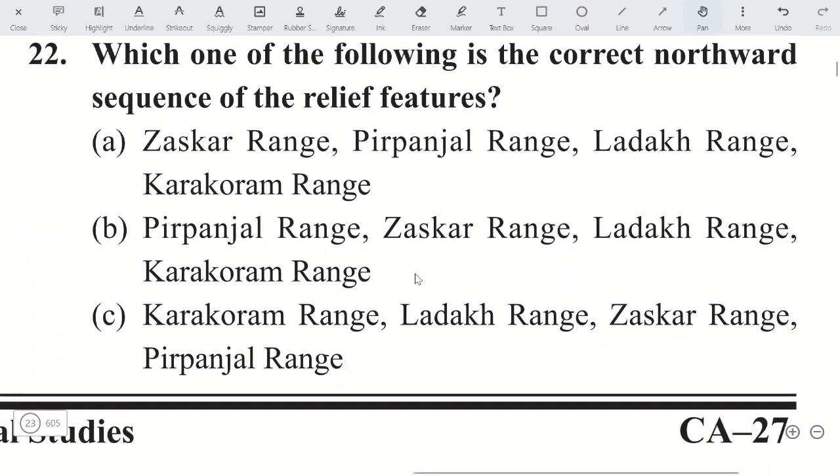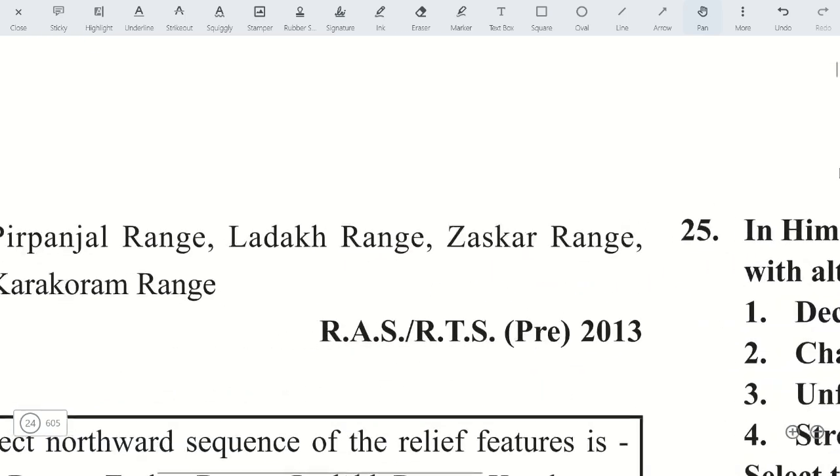Let's check out the next question. Which one of the following is the correct northward sequence of the relief features? Northward sequence, again the same thing. Pir Panjal, then Zaskar, then Ladakh, and then Karakoram. The B option will be the correct option. Move on to the next question.